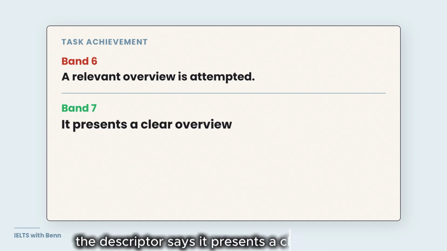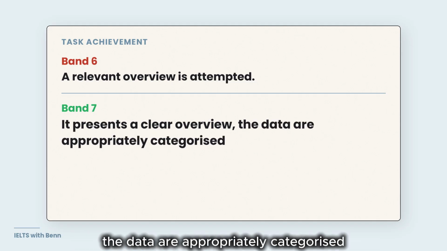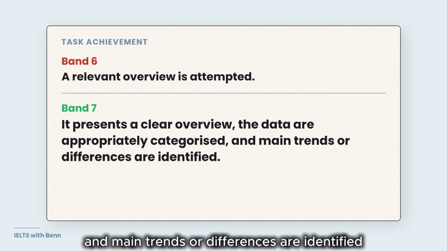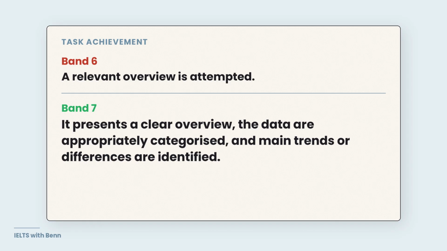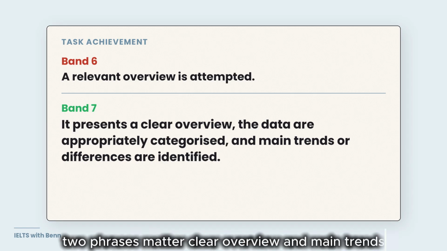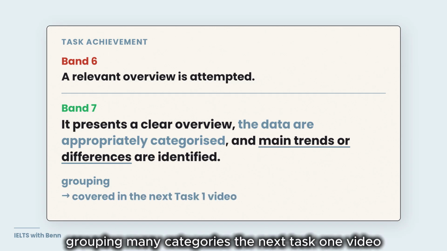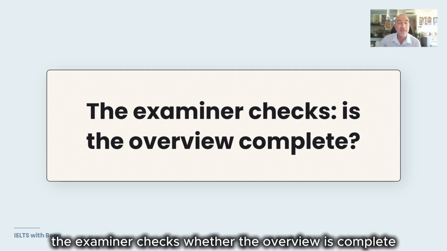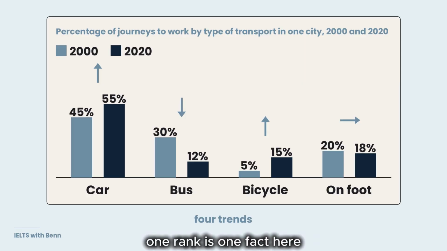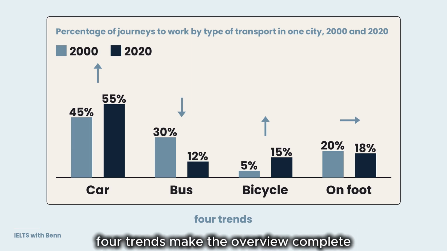At Band 7, the descriptor says it presents a clear overview, the data are appropriately categorized, and main trends or differences are identified. Two phrases matter: clear overview and main trends, not one trend. Categorizing the data means grouping it. Grouping many categories, the next Task 1 video. The examiner checks whether the overview is complete. One rank is one fact. Here, 4 trends make the overview complete.